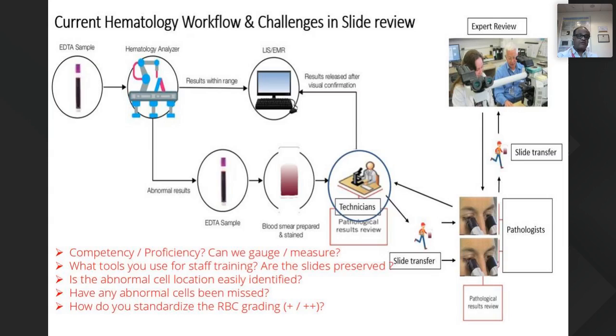First question is, how am I assessing the competency of my lab staff? Are they doing good or bad? What are the tools we have for staff training, for those who come new or old, or for retraining itself? Next, are we having abnormal cells missed or correctly identified? Are we doing the proper grading of the RBC itself?